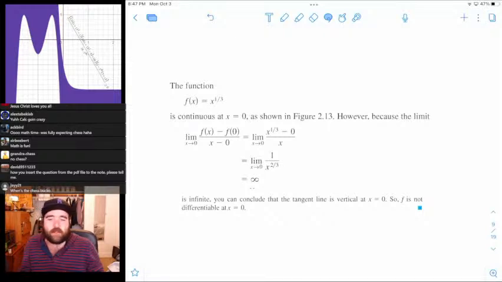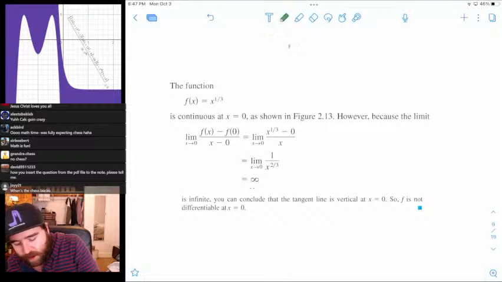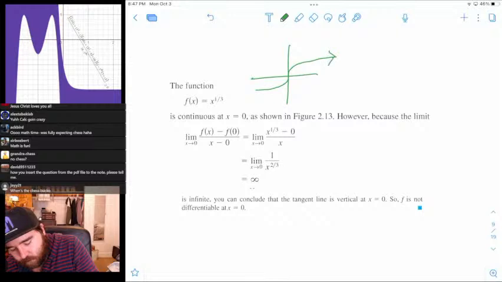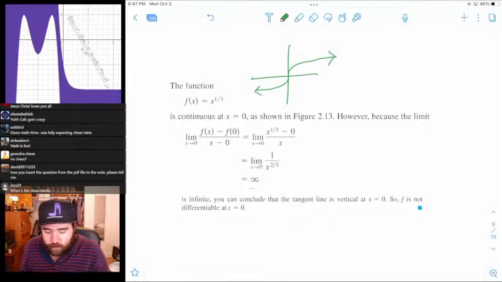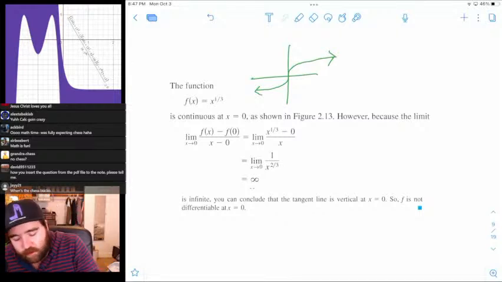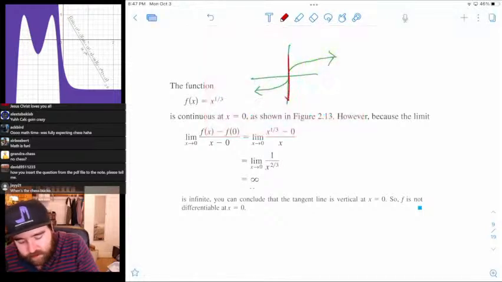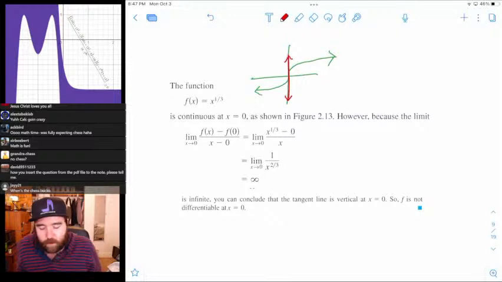All right, another problem that's just telling us something. We have the function f of x equals x to the 1/3, so that's the cube root of x. We have the graph. It's going to look like this. This is the inverse of x cubed. Because the limit we calculated equals infinity, this is totally vertical in the middle there. It's got a vertical tangent line.